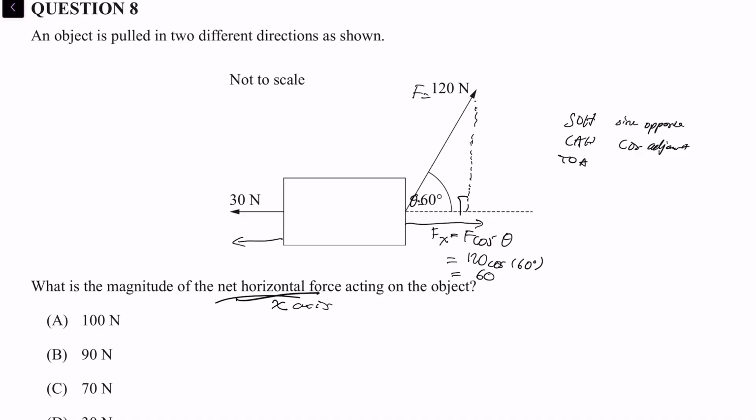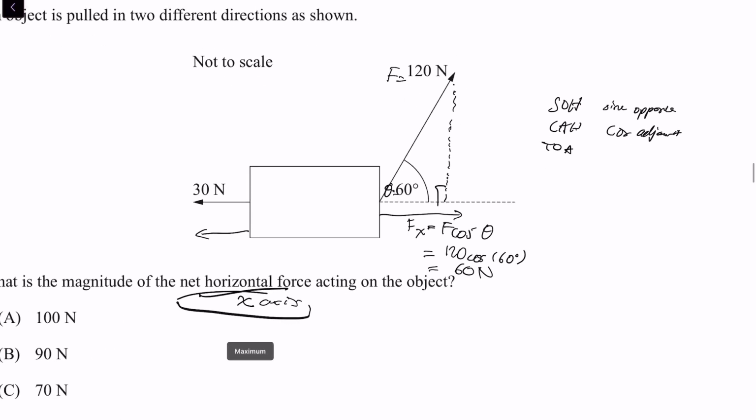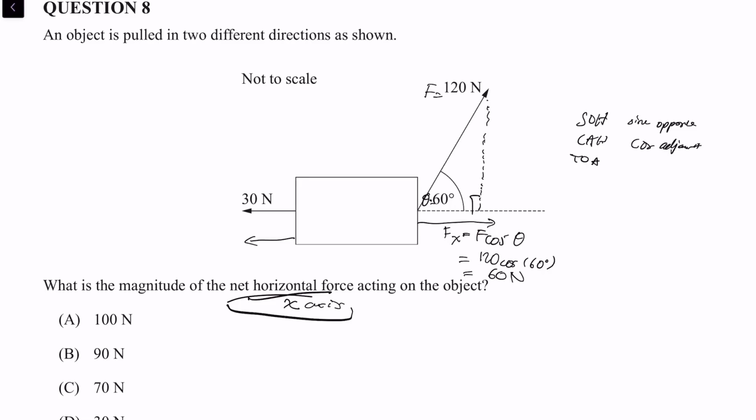Just checking that quickly. Yeah, I'm right. Now, it's talking about the net horizontal force, but think of it logically. If one's pulling to the left and one's pulling to the right, do we simply just add them together? No. We need to put negatives to these values, and that's why there's a trick answer as well.